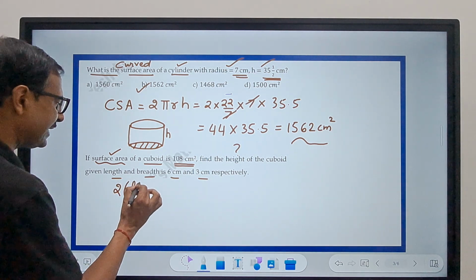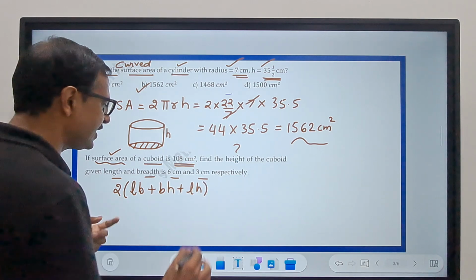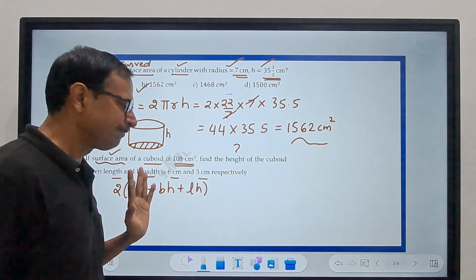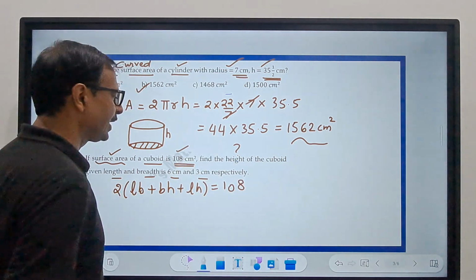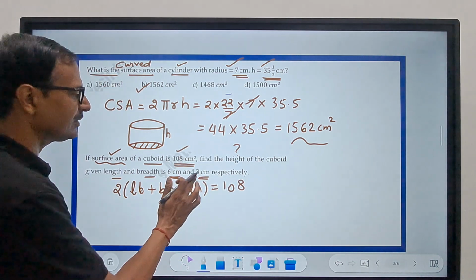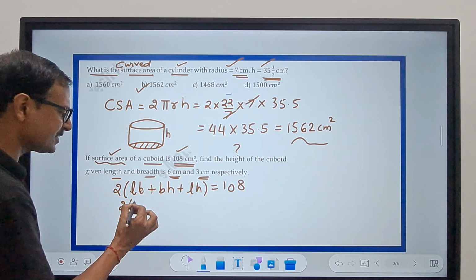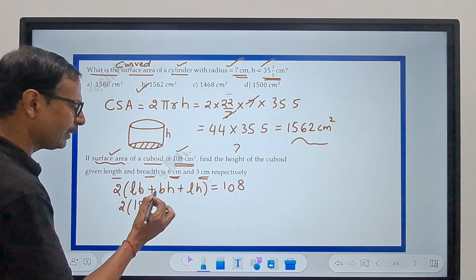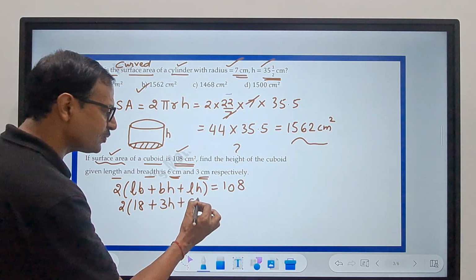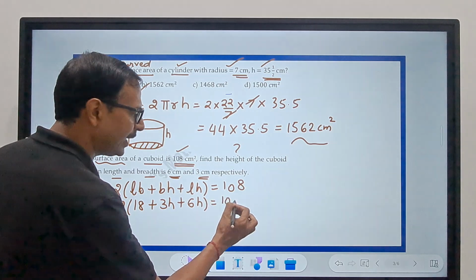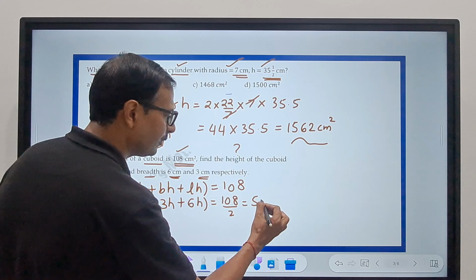Twice L times B plus B times H plus L times H. That is the total surface area of a cuboid, and that is given in the question as 108. Now we know that length and breadth are 6 and 3. So length and breadth 6 and 3 means this becomes 6 3s are 18. Breadth is 3, H we don't know. Length is 6, H we don't know, equals 108. So you can cancel this 2, take it to the other side, this becomes 54.